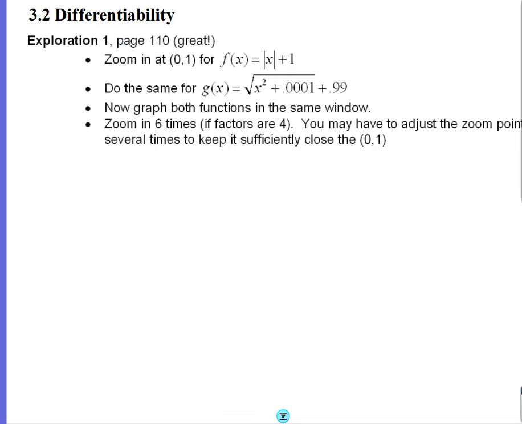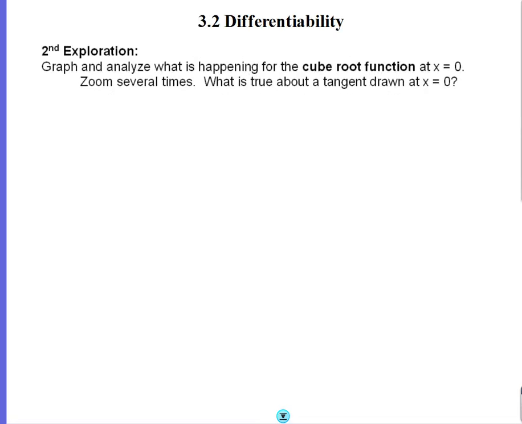All right, so we just got done with that graph. So let's go ahead and take a look at our next graph. It says we want to graph and analyze what is happening for the cube root function at x equals 0. So let's again zoom in several times. We want to see what is true about the tangent drawn at x equals 0.